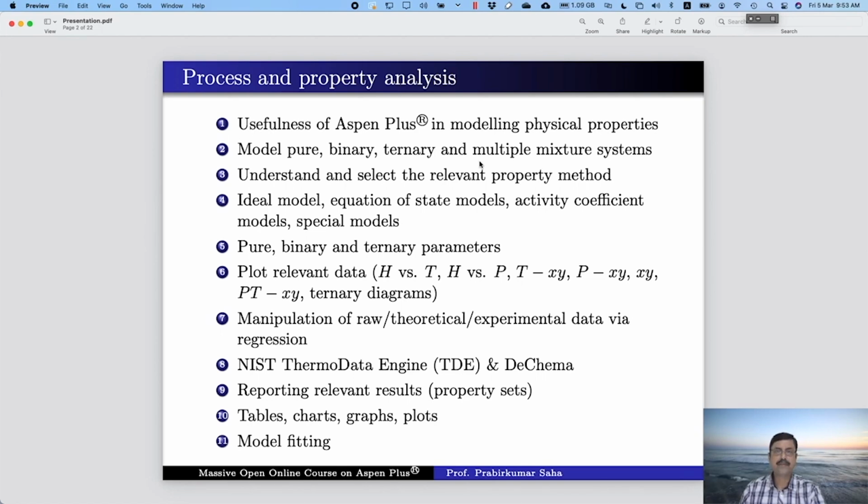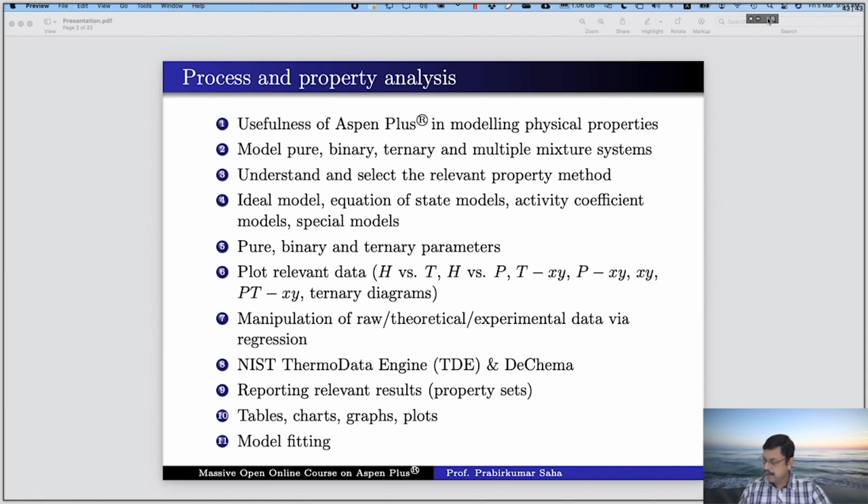Welcome to the massive open online course on Aspen Plus. This is the fifth week. In this week, we are continuing with the lecture series on process and property analysis. We will learn these two topics in today's lecture.